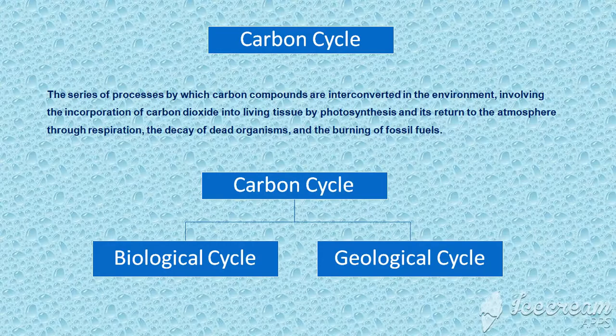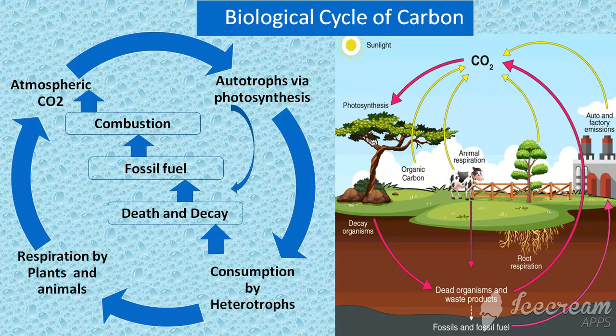So how does this process work? We need to know this through the carbon cycle. The carbon cycle is a series of processes by which carbon compounds are interconverted in the environment, involving the incorporation of carbon dioxide into living tissue by photosynthesis and its return to the atmosphere through respiration, the decay of dead organisms, and the burning of fossil fuels. We can further divide the carbon cycle into two types: biological cycle and geological cycle. The biological cycle goes from a few days to thousands of years, while the geological cycle goes on for millions of years.